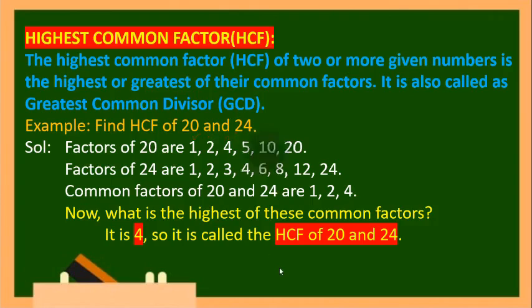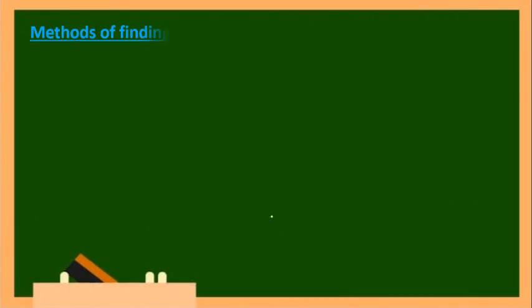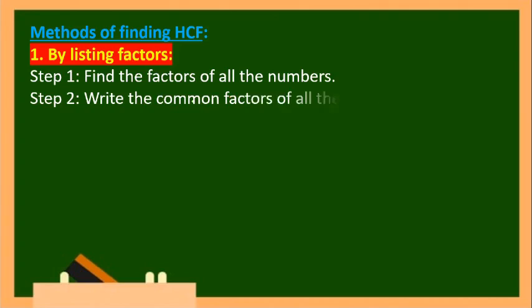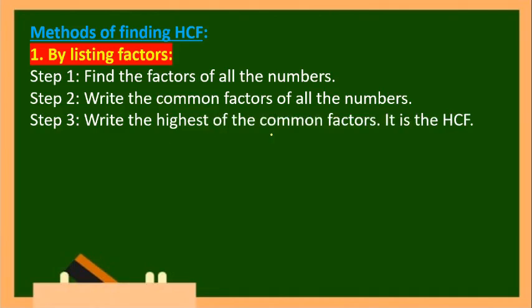Clear everyone? Okay. Now let's see methods of finding HCF. First one, by listing factors. Step 1, find the factors of all the numbers. Then write the common factors of all the numbers, just as we have done. Then write the highest of the common factors. It is the HCF. The previous example was on this method.